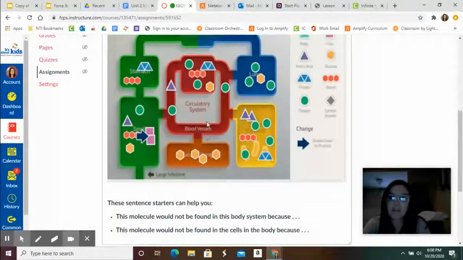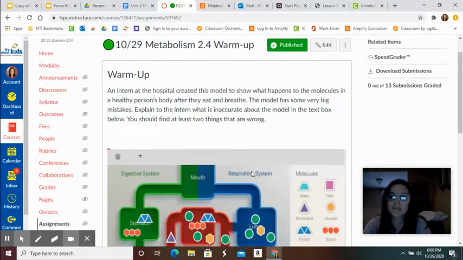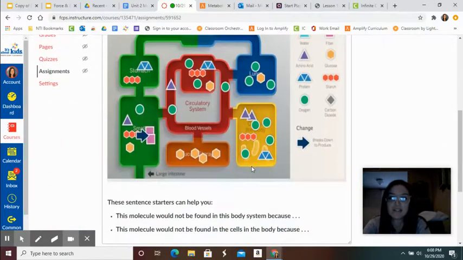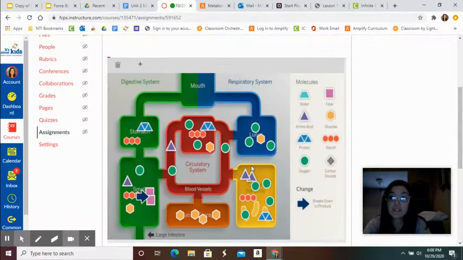And so remember, on these warm-ups, you're going to have to click that red submit button first, and then one of those text boxes will pop up that you can respond in, and you should find at least two things wrong. There's definitely more than two.